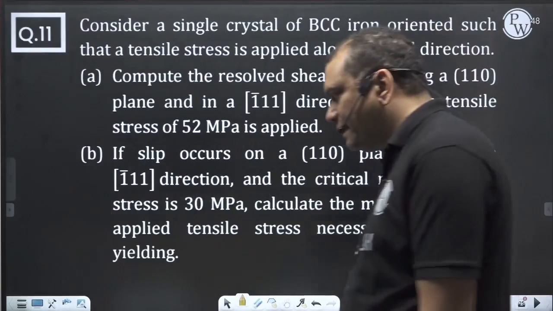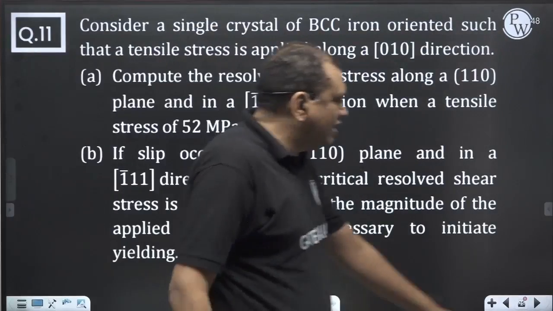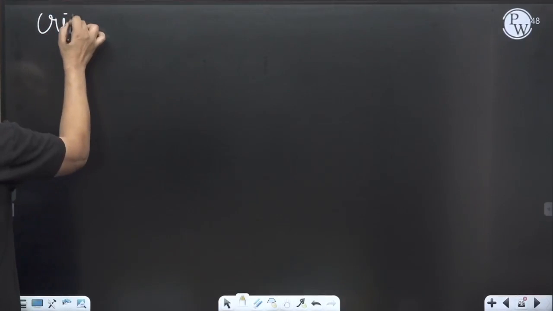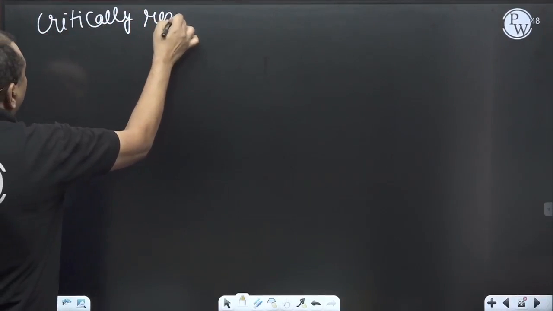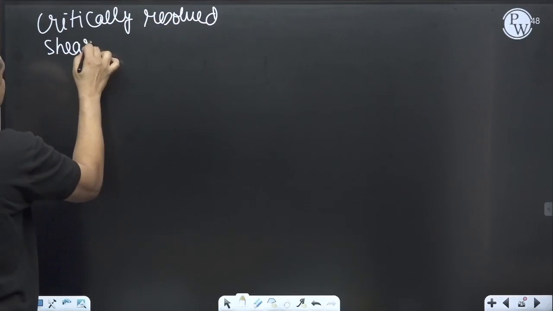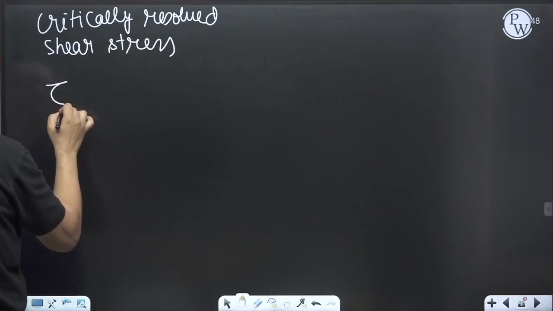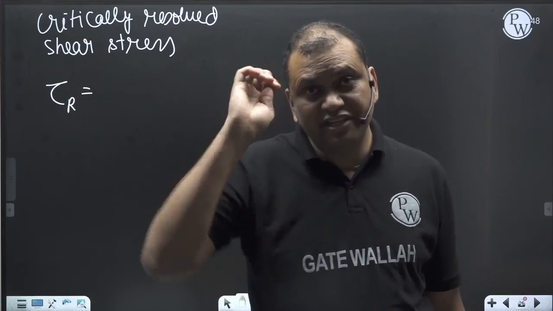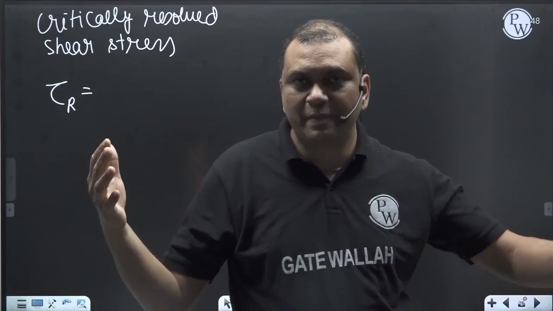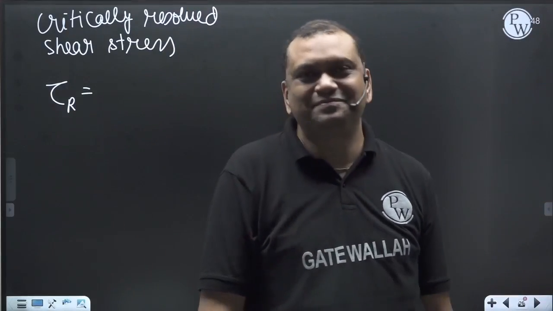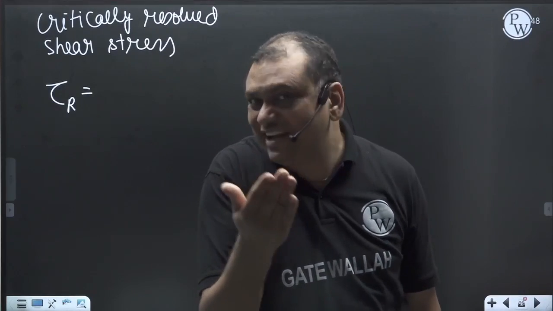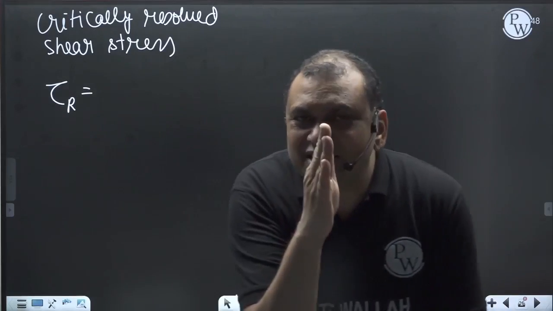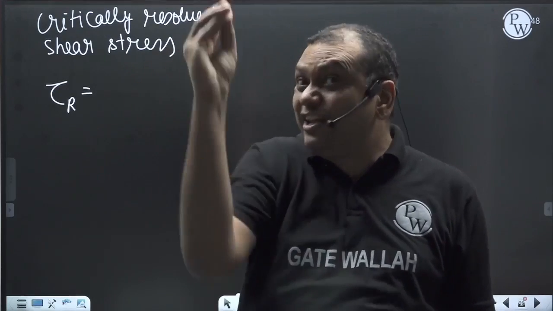See the next problem. And before teaching you the next problem, there is something called critically resolved shear stress. What is the critically resolved shear stress? As I told you, whatever stress you are applying on the material, a component of that stress appears as shear stress along the dislocation line, called resolved shear stress. And the moment the dislocation starts moving, that stress is called critically resolved shear stress.